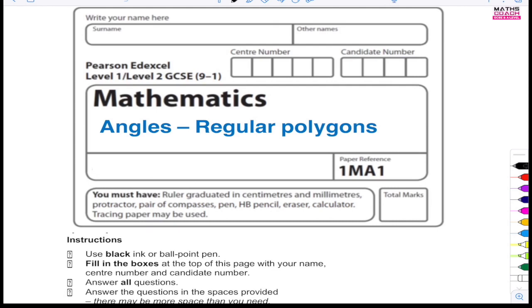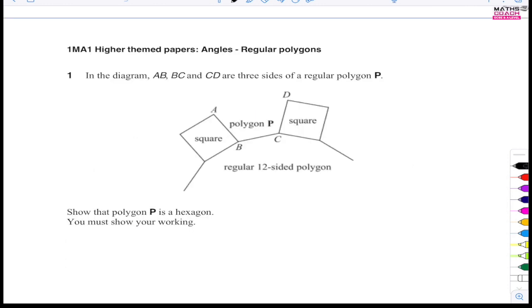In this lesson, we are going to be looking at angles in regular polygons. These are all questions from exam papers, so you will have an experience and a feel of what the exam questions will look like when they test you on this topic. I've got 5 different questions that I'm going to go through, starting with the first one.